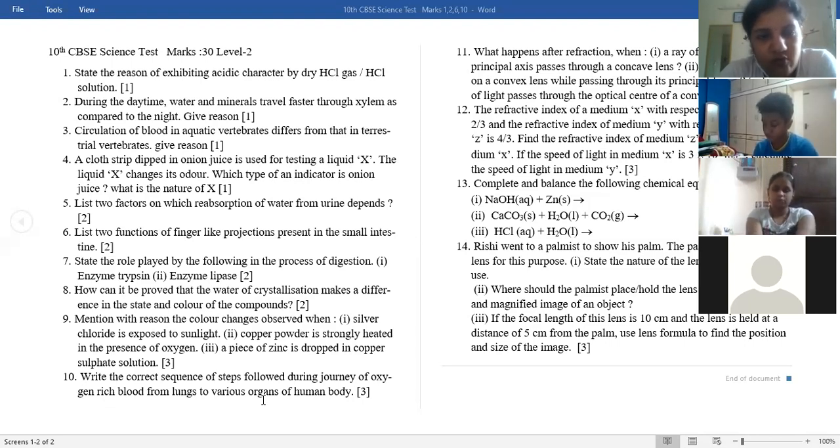A convex lens of focal length 20 centimeter can produce a magnified virtual as well as real image. Is this the correct statement? Yes, it is correct. Then where should the object be placed in obtaining these images?